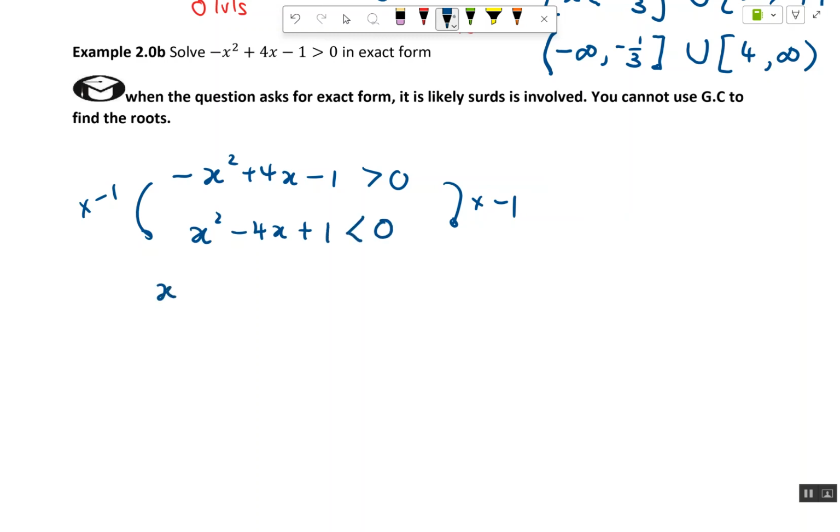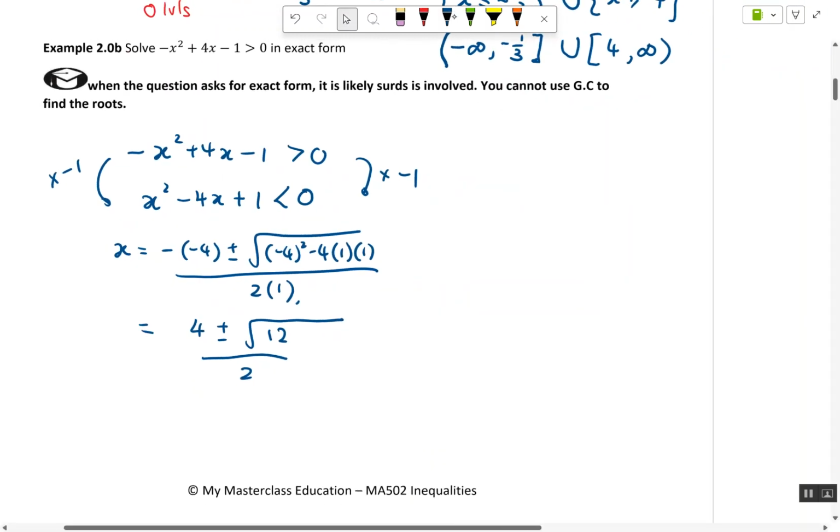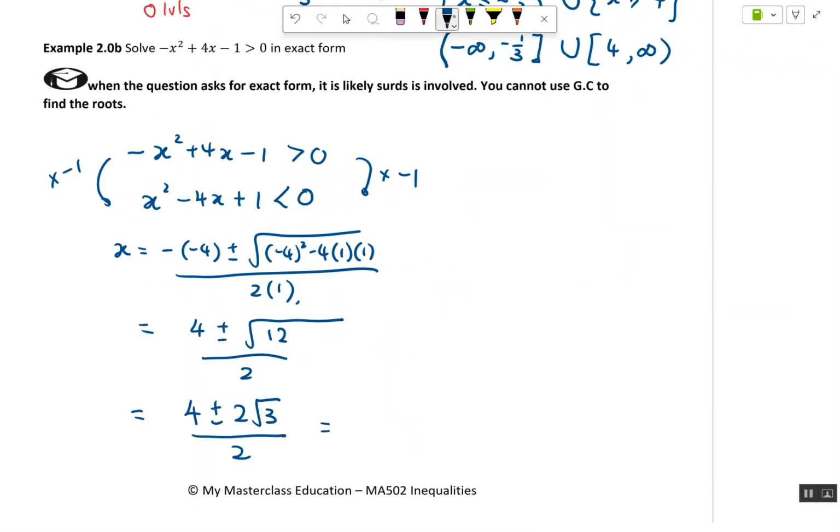Okay, so to find the roots, x equals minus b plus or minus square root of b squared minus 4ac, over 2a. So this will become 4 plus or minus square root of 16 minus 4, that will be 12, over 2. And this is where your surds have to be strong. You have to know that 12 is 4 times 3, so the square root of 12 is 2 root 3, and then these are your roots, which is 2 plus or minus root 3. Okay, now we can put it in this new way that we learned on top. This is 2 minus root 3, this is 2 plus root 3.